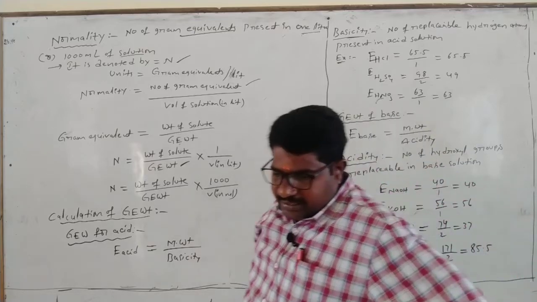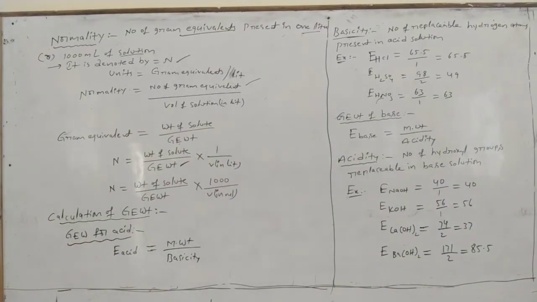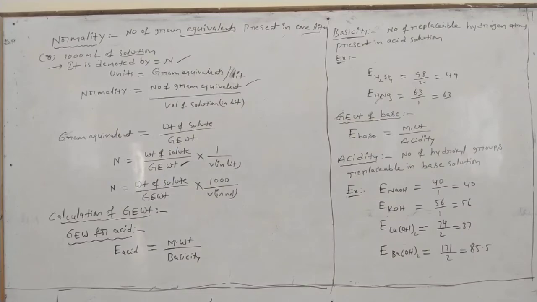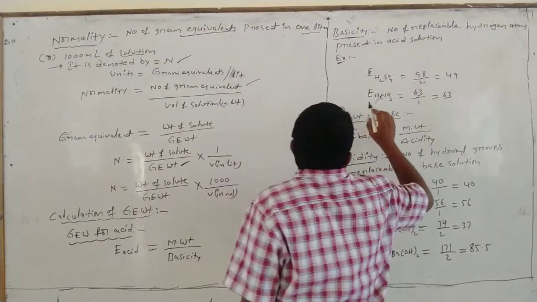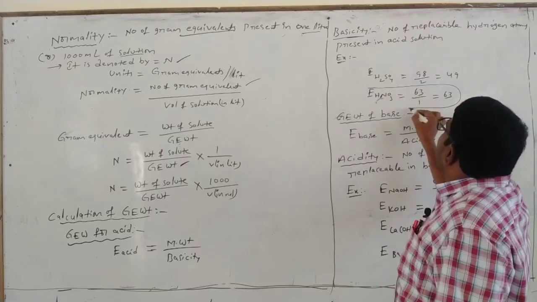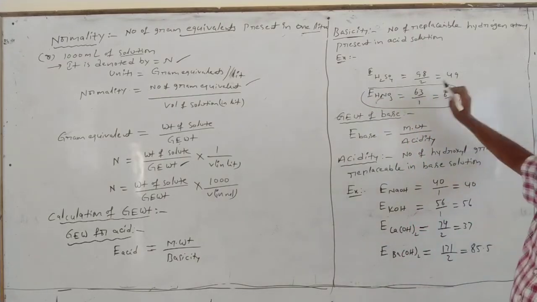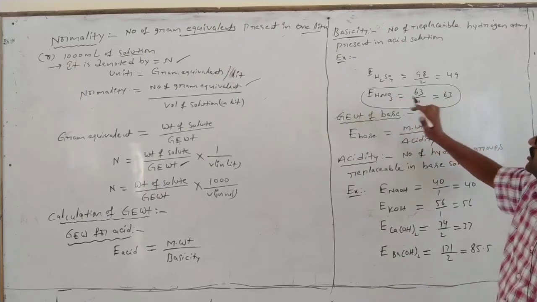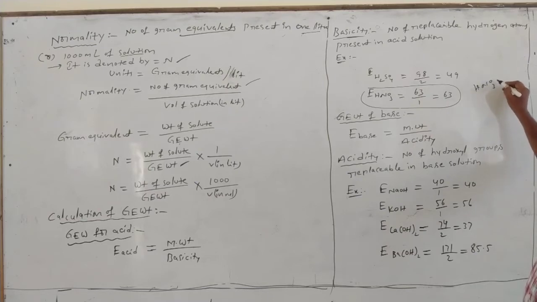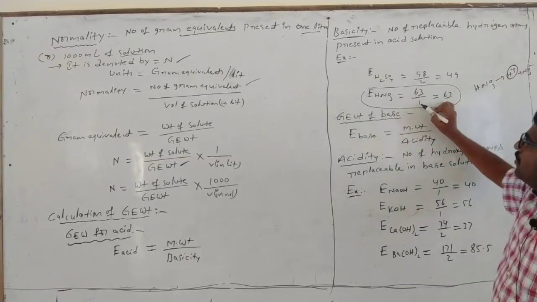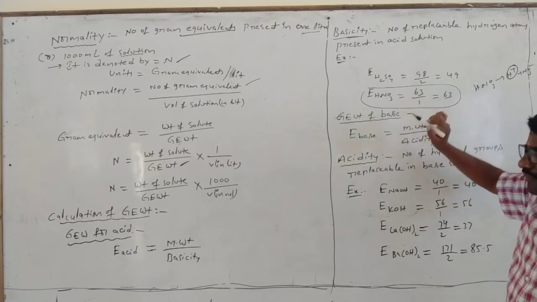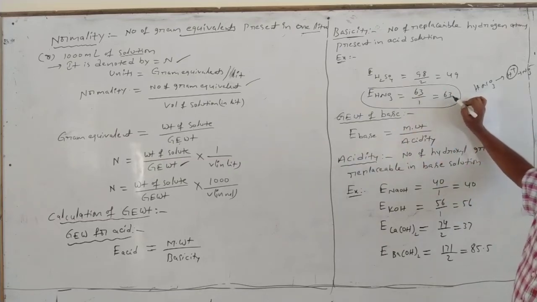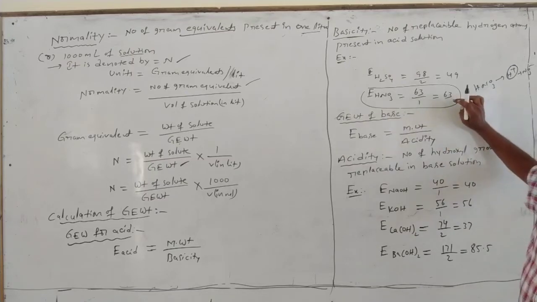Here I will explain how to calculate it. For example, HNO3, nitric acid. The molecular weight of nitric acid is 63. How many hydrogen ions does HNO3 give? It gives H plus and NO3 minus. How many hydrogens are replaceable? 1. That 1 is the basicity of the acid. So 63 by 1 is 63. This is the gram equivalent weight of the acid.